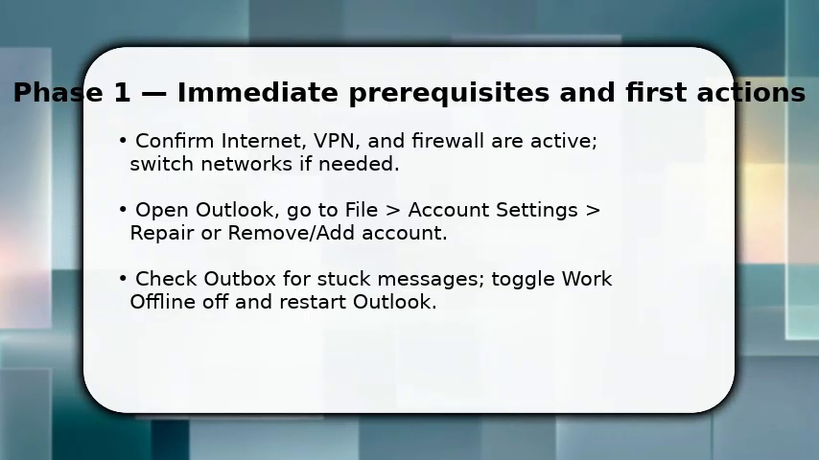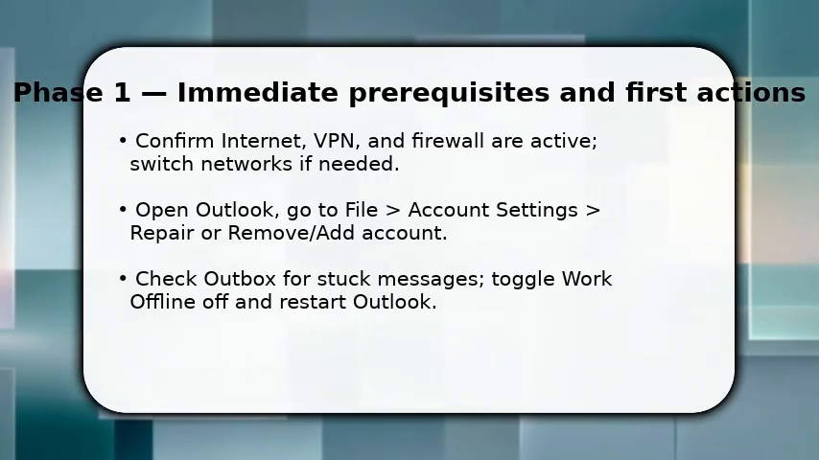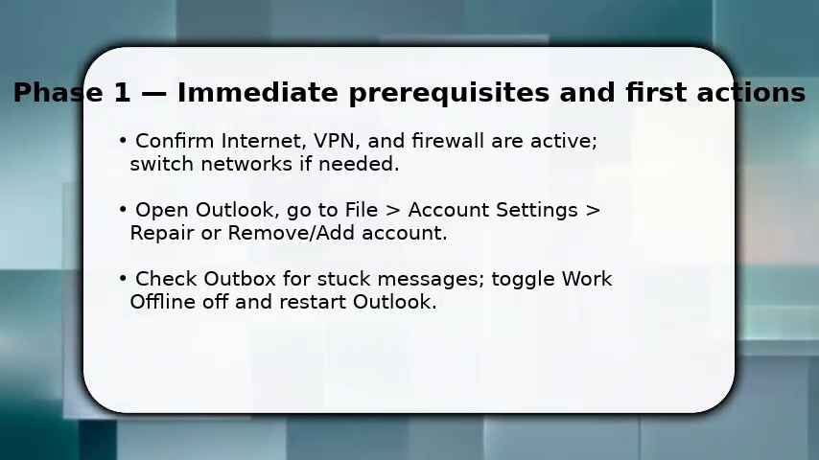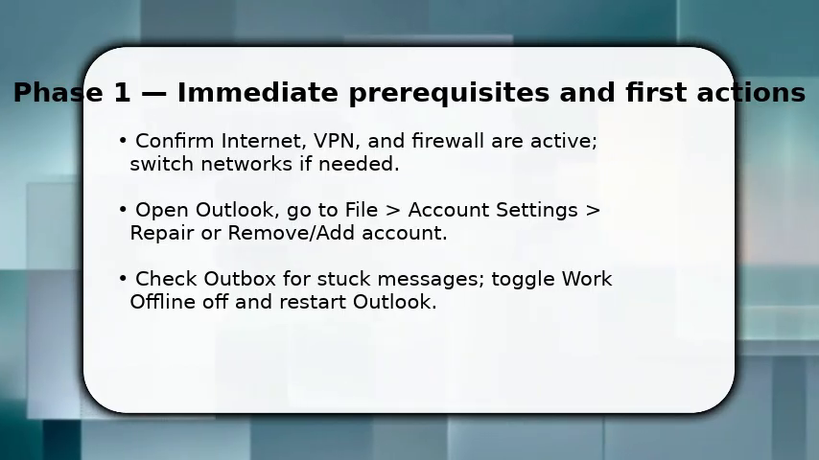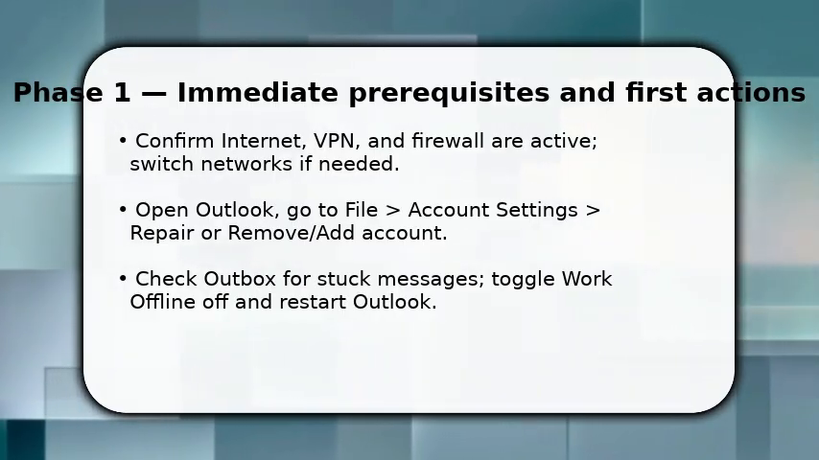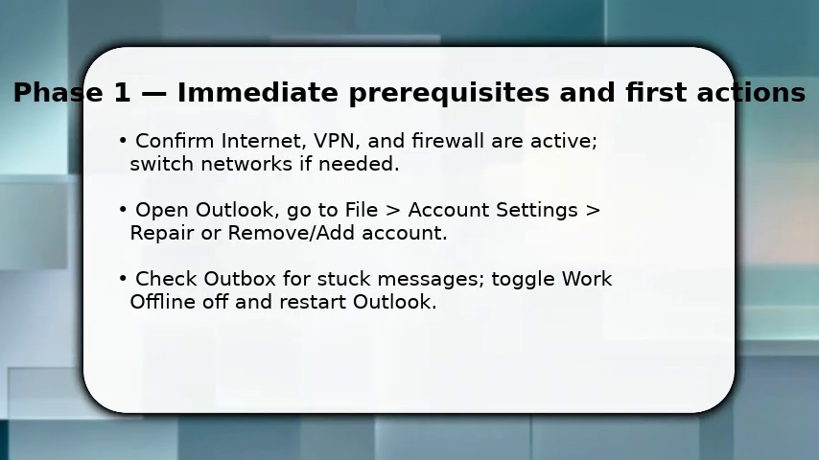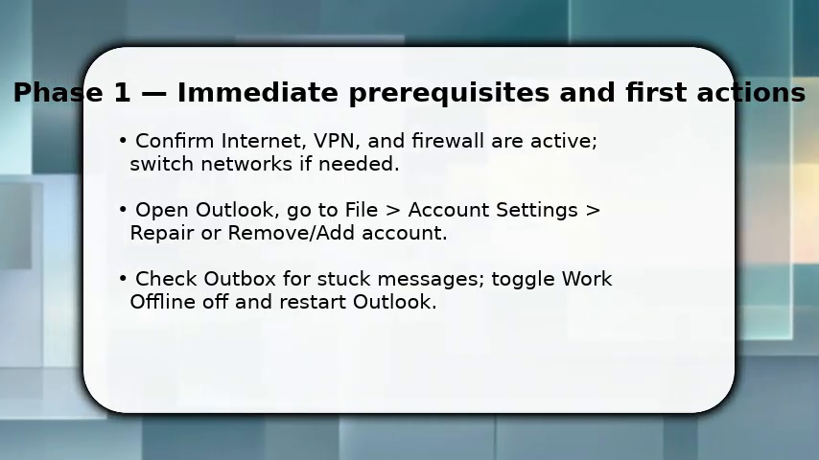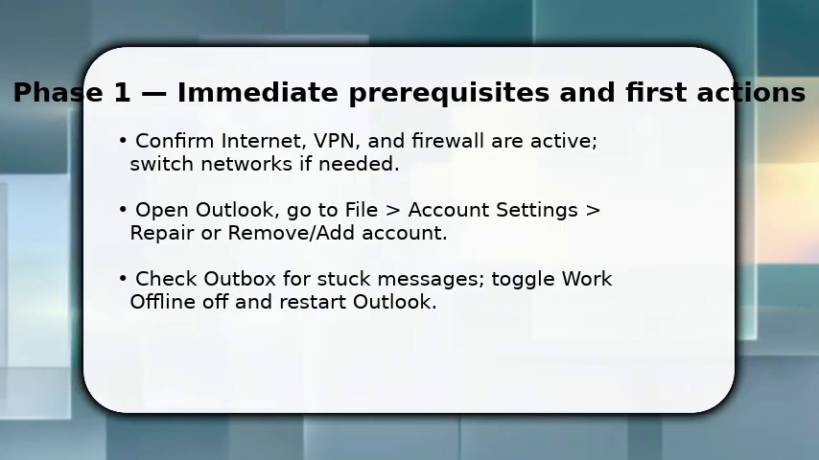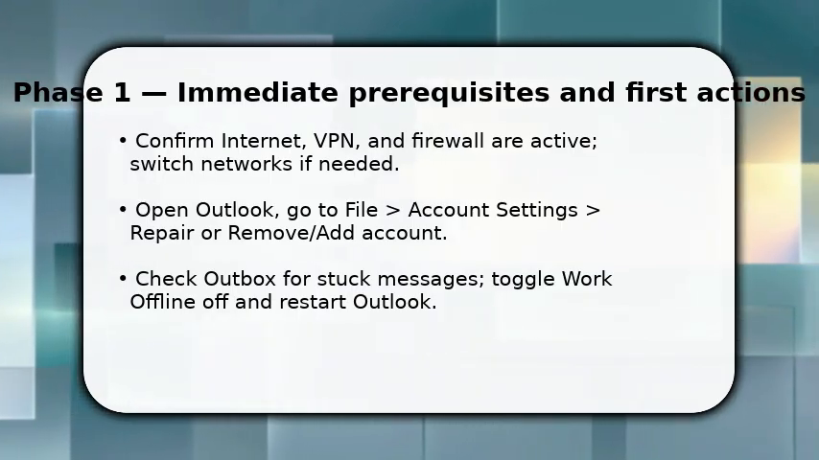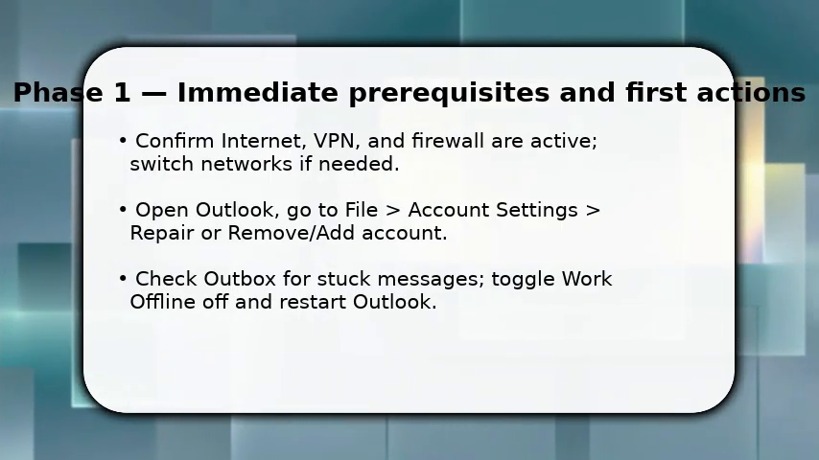You start by making sure the basics are met. Confirm internet, VPN, and firewall status so Outlook can reach your server. Once done, open Outlook and go straight to File, Account Settings, repair your account or remove and re-add it. This forces a fresh sync. Make sure Work Offline is not selected, and inspect the outbox for stuck messages.